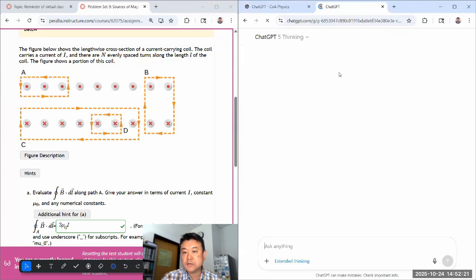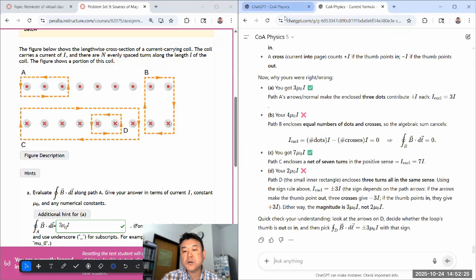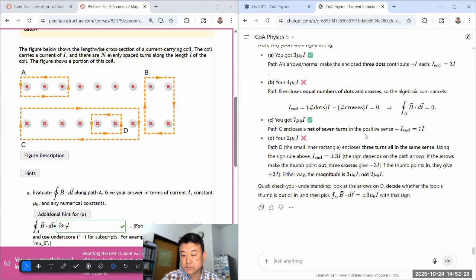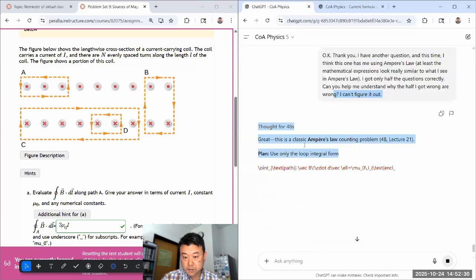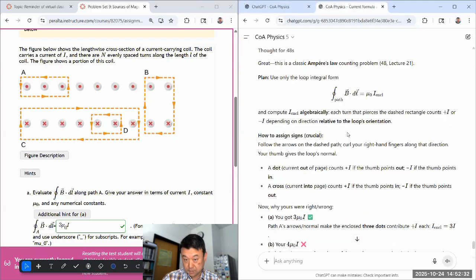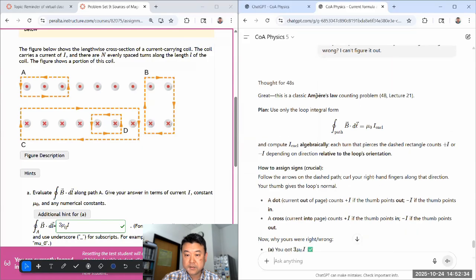Let me duplicate it and see. I just want to make sure the connection didn't cut out or something. Okay. I'm not sure why it's stuck here, but here I have the full thing. Let's see, classic Ampere's law.